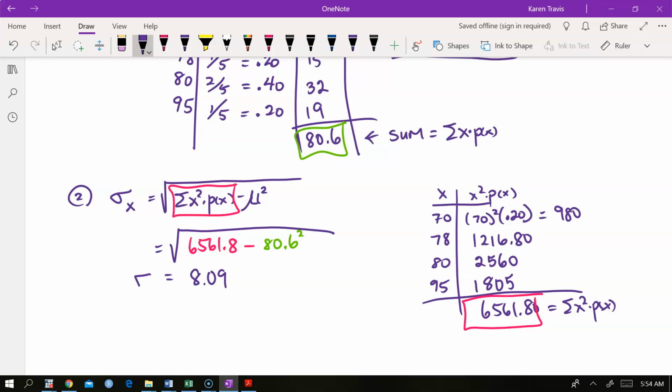8.09. So remember, this is a measure of dispersion, but now I have a random variable, so it's basically saying what's the standard deviation in the spread of these scores if I sample them over and over and over. It's about 8.09, it's 8.09% because that's the units of the scores, 8.09% on the test.